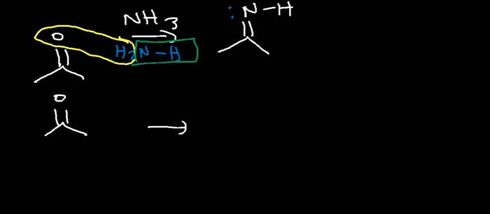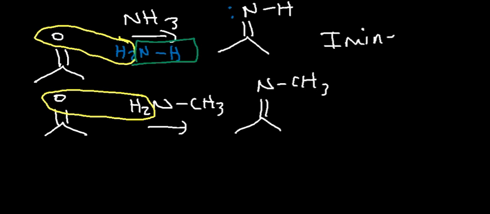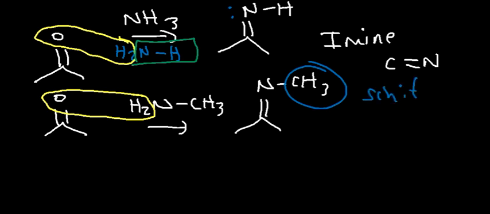Let's say if we have methylamine. So we're going to remove water. Here's H2O. And then we're going to add the N with the CH3 in place. So these are called imines whenever you have a carbon double bonded to a nitrogen. But whenever that nitrogen has an R group, it's also known as a Schiff base.